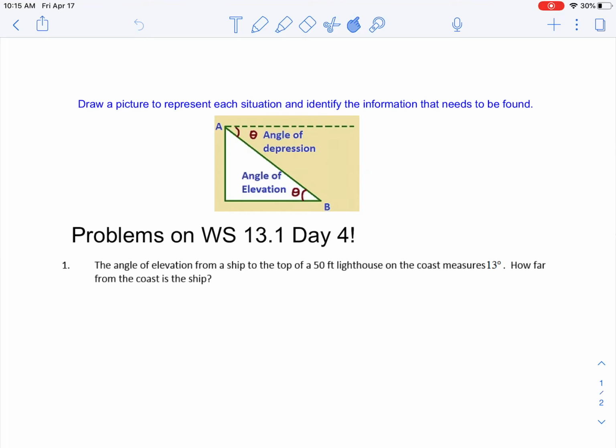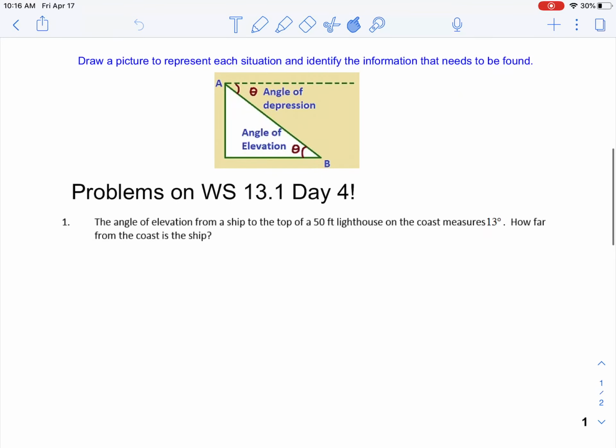Draw a picture to represent each situation and identify the information that needs to be found. So we're going to go over a few problems from the worksheet. Number 1 says the angle of elevation from a ship to the top of a 50-foot lighthouse on the coast measures 13 degrees. How far from the coast is the ship?